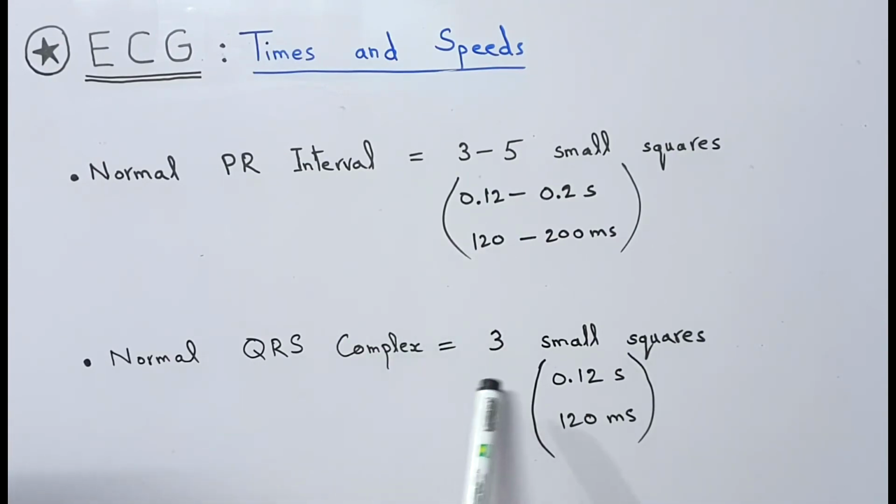Similarly, normal QRS complex is equal to 3 small squares or 0.12 seconds. If it is widened or more than this, then it may show some conduction problems in the heart, etc. So this sums up our time and speed section.